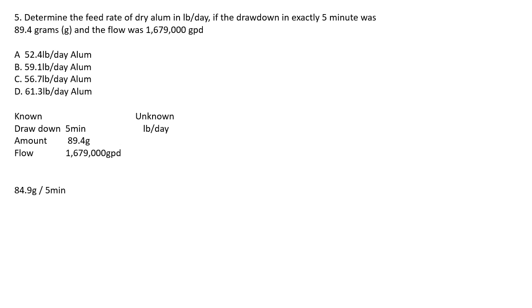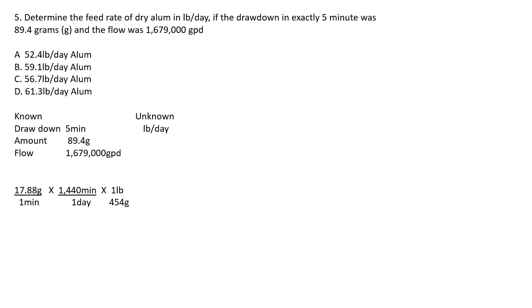So first, I'm going to get this into a number I can manage. So I'm going to get the 89.4 grams. We're going to divide that by the 5 minutes so we can get the drawdown by the minute. When you do that division, you get 17.88 grams a minute. Now we're looking for pounds per day, so we're going to do some converting. So we have 17.88 grams per minute. We want the minutes to go away, so we're going to multiply that by 1,440 minutes in a day. So the minutes will cancel out.